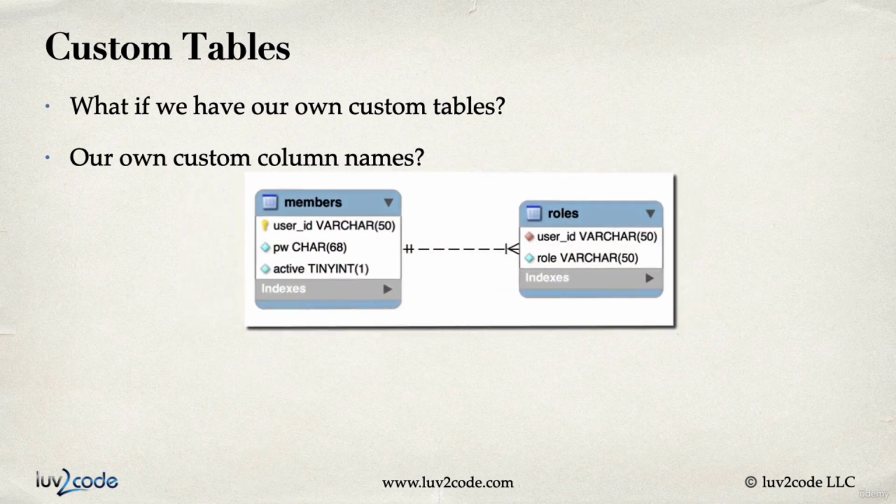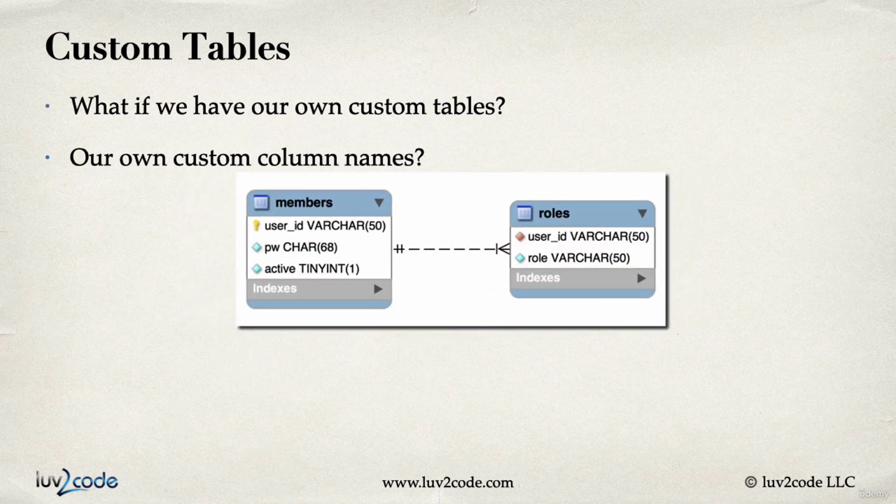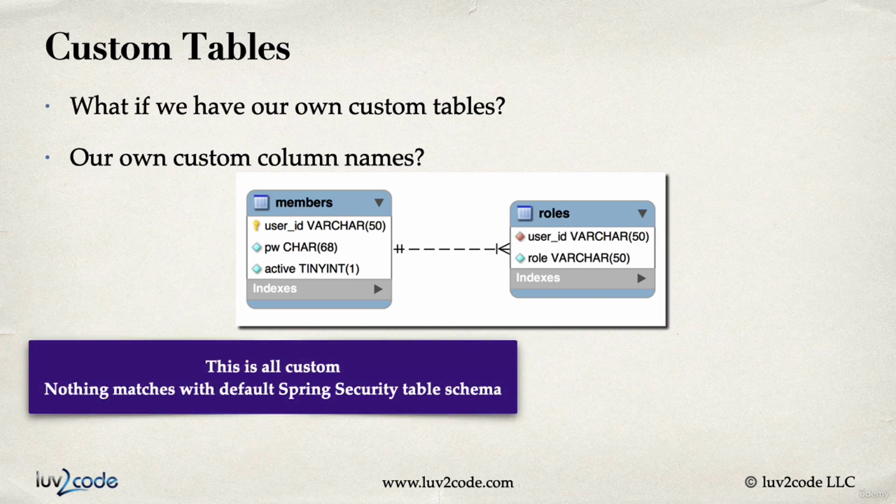For example, in the database diagram on the screen, we have two tables, members and roles. This is an example of custom tables. Nothing matches with the default Spring Security table schema. You should be able to use any tables and any columns, and that's what we'll do here in this video.